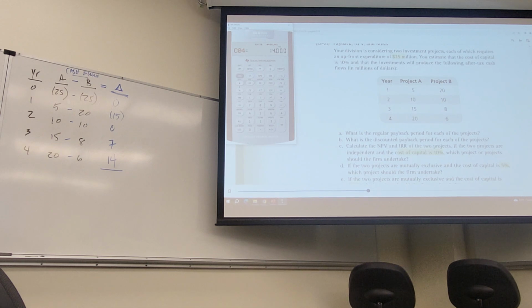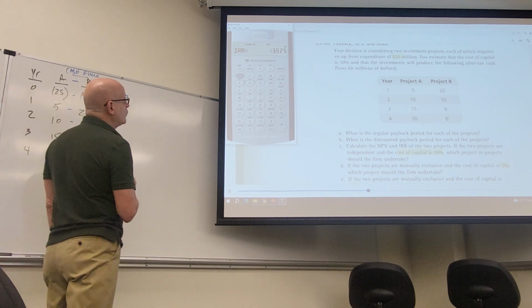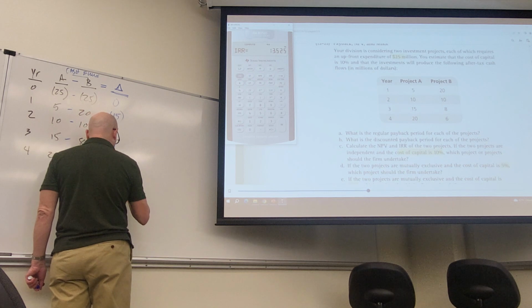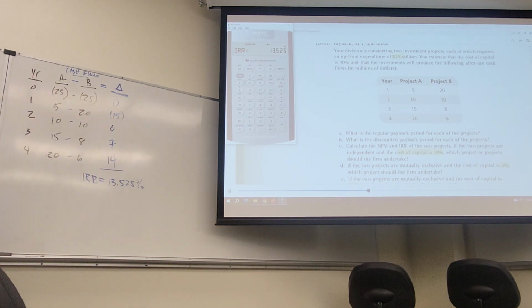And by the way, those aren't project cash flows. It's the difference between the two projects, right? And what I now want to do is go to the IRR screen. We're not going to do NPV. Go to the IRR screen and simply compute. And when you do that, we're going to get IRR equals 13.525%. That is the crossover rate right there. 13.525%.